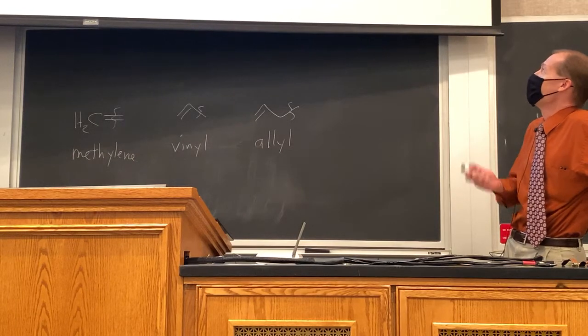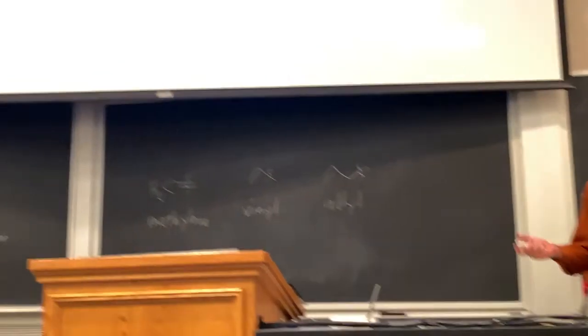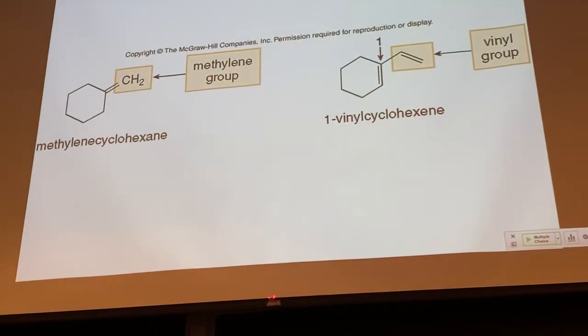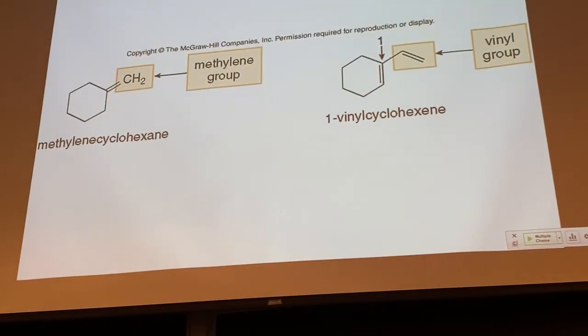So this slide right here just shows you how you would use these terms. Methylene cyclohexane, 1-vinyl cyclohexene, for example. Allyl would be used the same way. If you had an sp3 carbon here in between these alkenes, that would be 1-allyl cyclohexene. Are there any questions on the use of these terms, methylene, vinyl, and allyl?